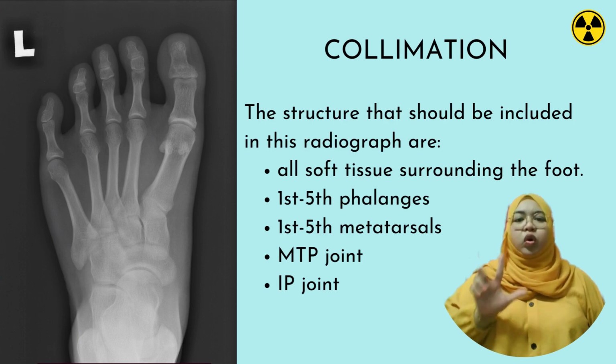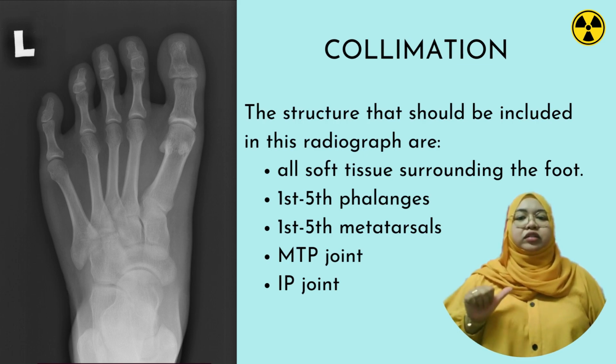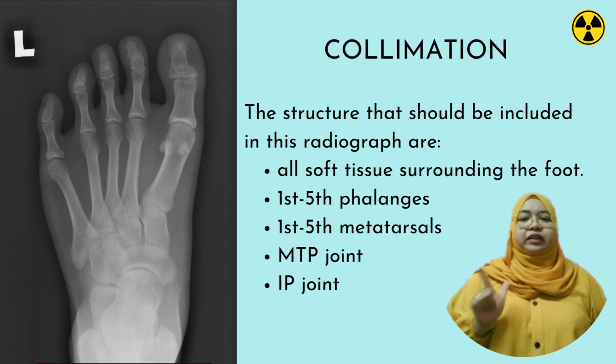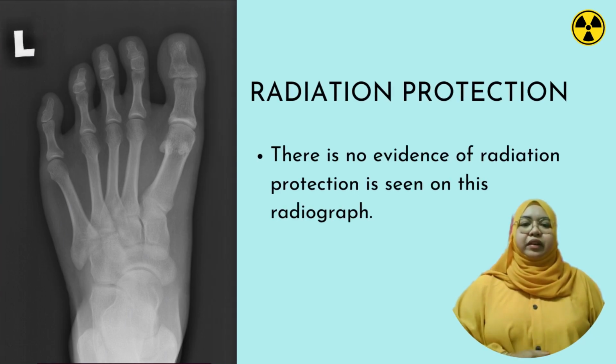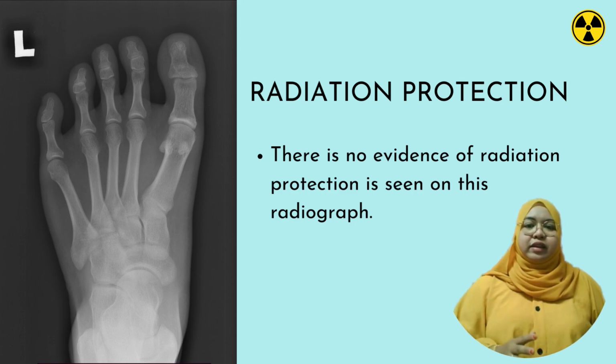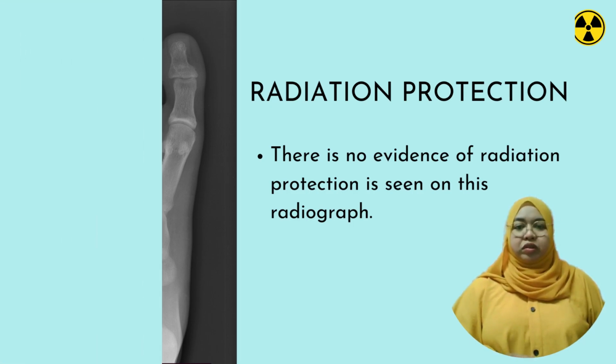The third criteria is collimation. So, what structure should be included in collimation? In this radiograph, the structures that should be included are all the soft tissue surrounding the foot, first and fifth phalanges, first and fifth metatarsus, MTP joint, and also IP joint. In the collimation criteria, there is radiation protection. From this radiograph, you can see there is no evidence of radiation protection apparatus being used.